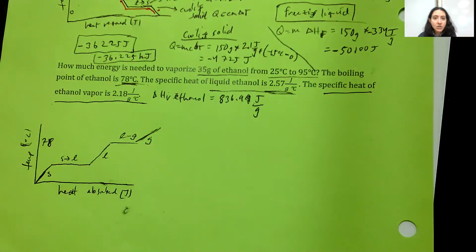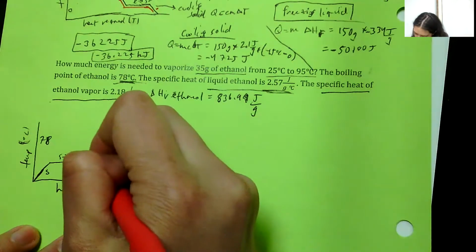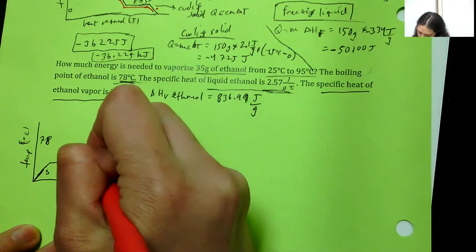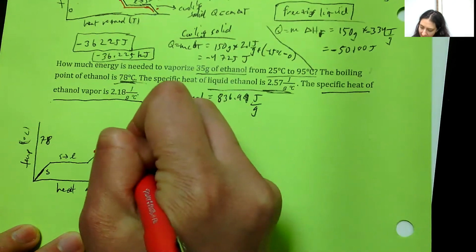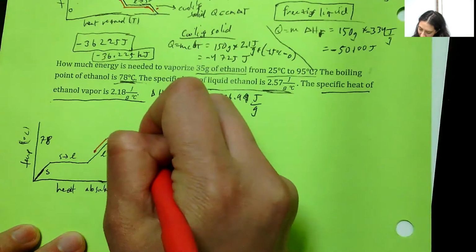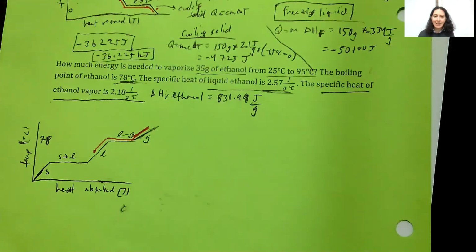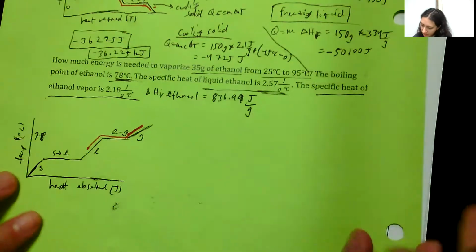And it looks like we are starting at 25 degrees Celsius, which I'm going to assume is a liquid. You guys have actually probably experienced ethanol. Ethanol is alcohol, so it's going to be somewhere in the liquid stage. We need to bring it up to 78 degrees, boil it, and then bring it further up to 95 degrees. So something like that. So once again, we've got 3 steps. So let's do it.